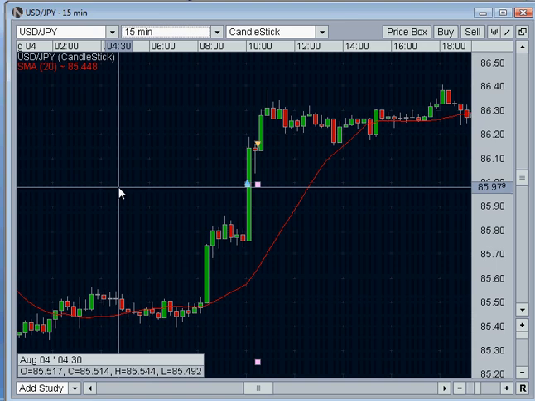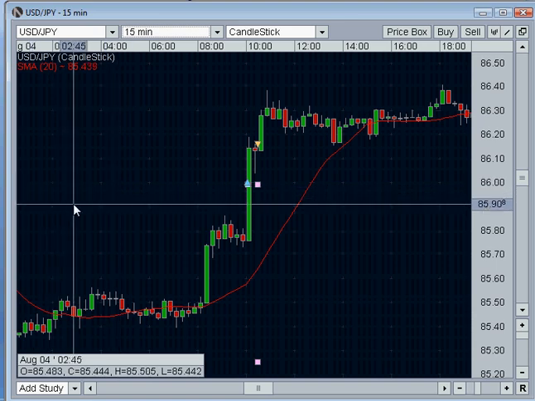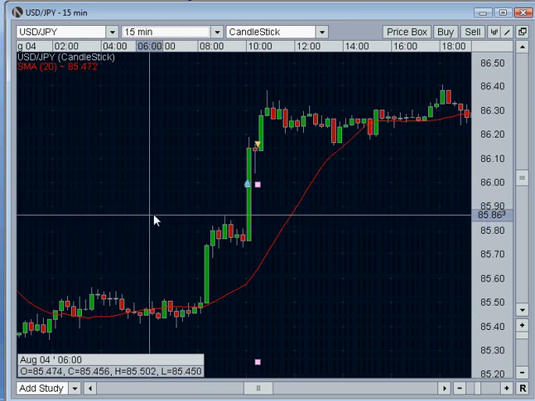This is all, of course, pre-NFPs, when we have the good positive ISM number come out. The ISM number comes out, and it completely sort of reverses the psychology of the market, in a sense that it makes the market think that, yes, NFPs are going to be strong, the whole QE concerns are going to go off the table, and dollar-yen rallies.